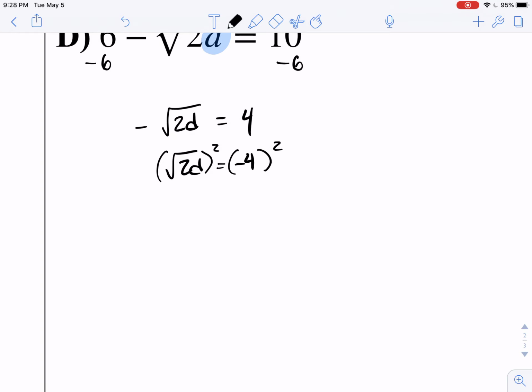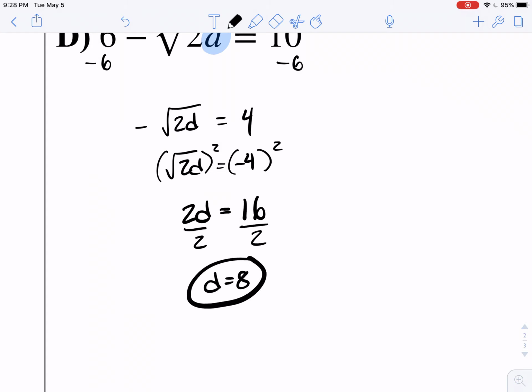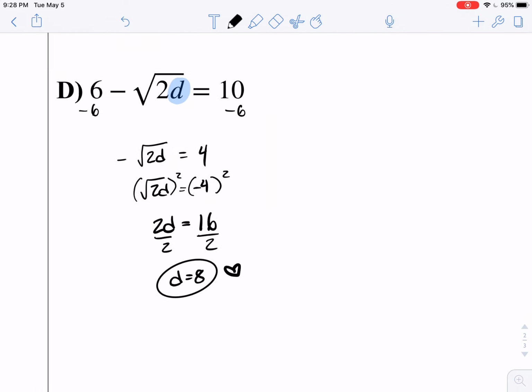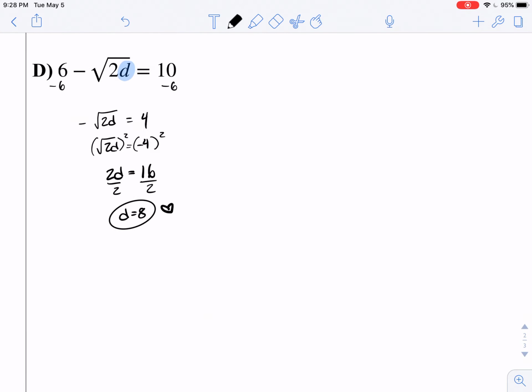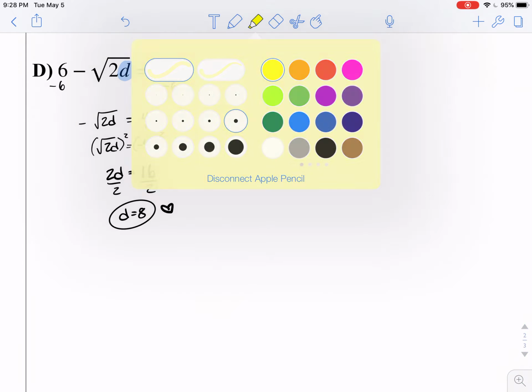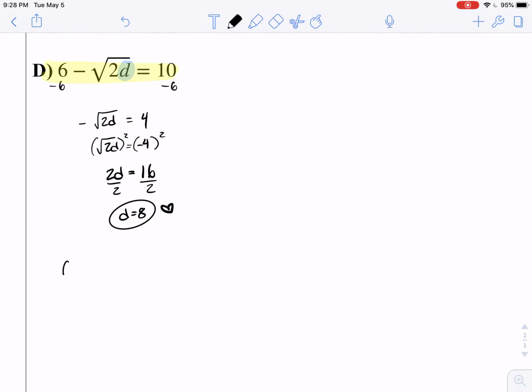So our square root cancels out with our square. 2 times d equals, again, negative 4 squared is 16. Oh, we're almost there. We divide by 2. So d equals 8. Oh, that's so nice, guys. That's even my favorite number. Haha, cool. Now we're going to plug it into our original equation and check that it works. So 6 minus the square root of 2 times d equals 10. Again, we're checking d is 8.